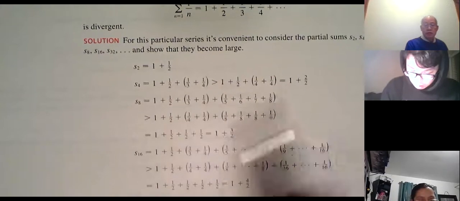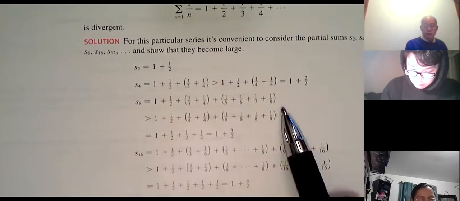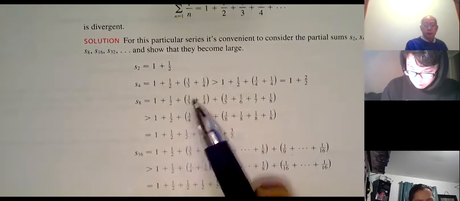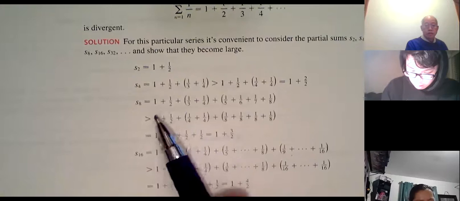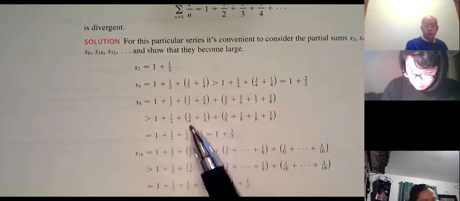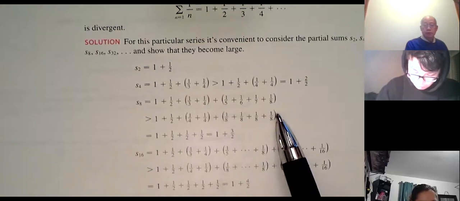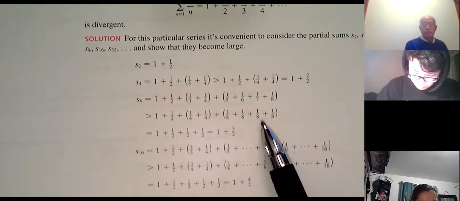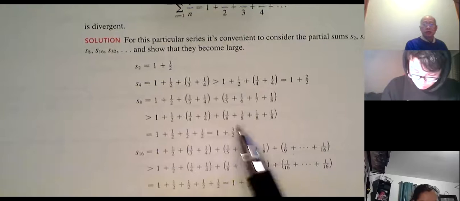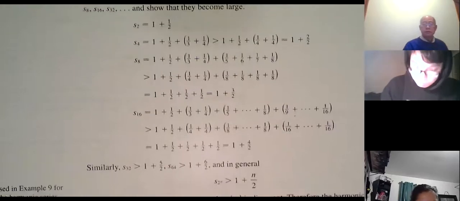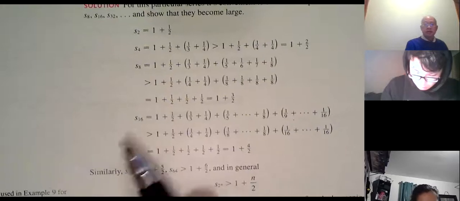So this sum is clearly bigger than this one, right? I either left the terms the same or I replaced them with a smaller number. Same, same, smaller, same, smaller, smaller, smaller, same. So the bottom sum is definitely smaller. And what's 1/8 plus 1/8 plus 1/8 plus 1/8? That's another half. Okay. Do the same thing with S16.